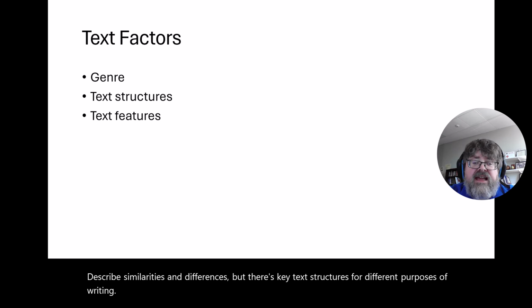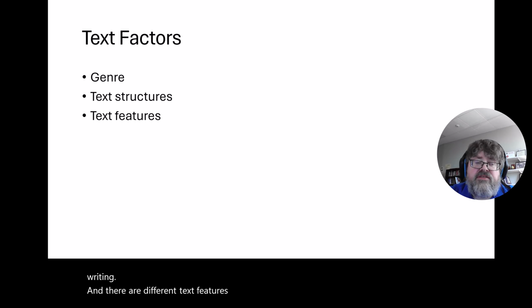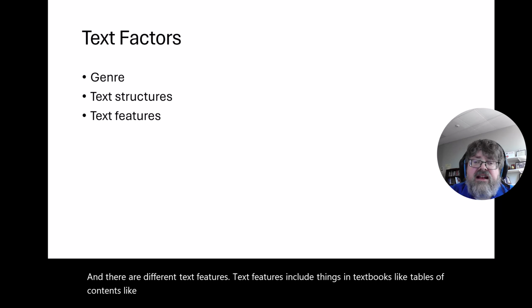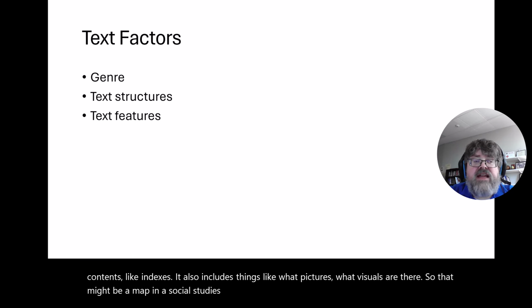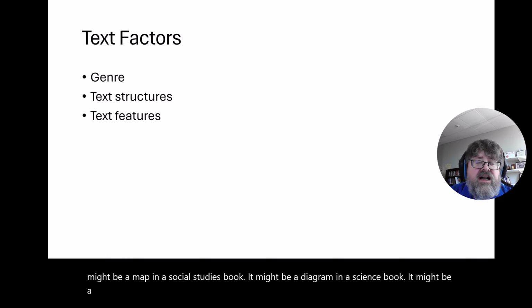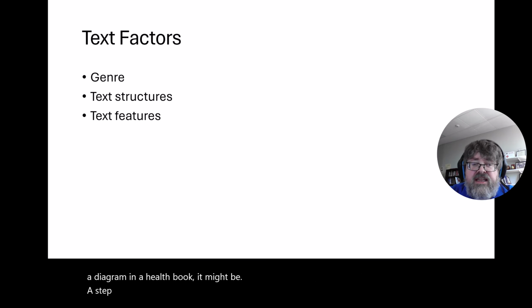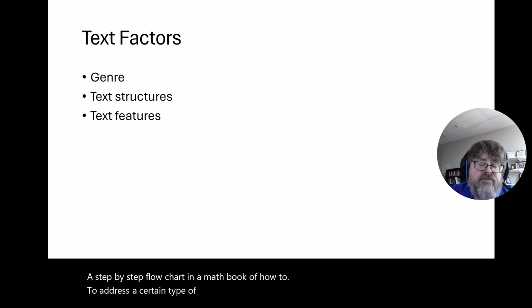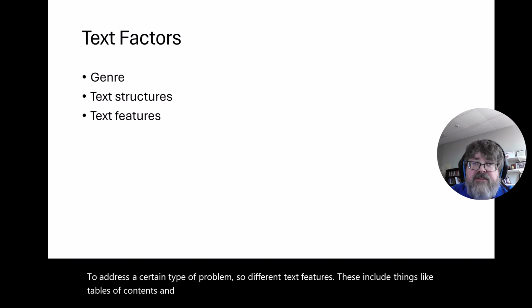And there are different text features. Text features include things in textbooks like tables of contents, like indexes. It also includes things like what pictures, what visuals are there. So that might be a map in a social studies book. It might be a diagram in a science book. It might be a diagram in a health book. It might be a step-by-step flow chart in a math book of how to address a certain type of problem. So different text features, these include things like tables of contents and indexes that are commonly found in textbooks.